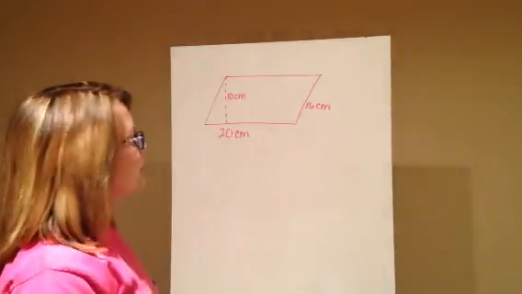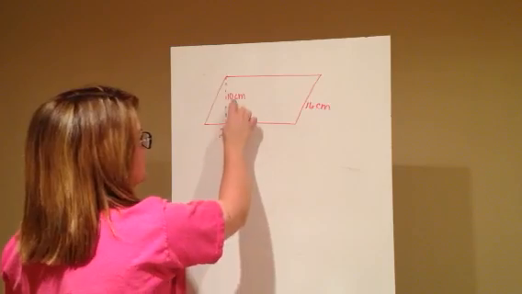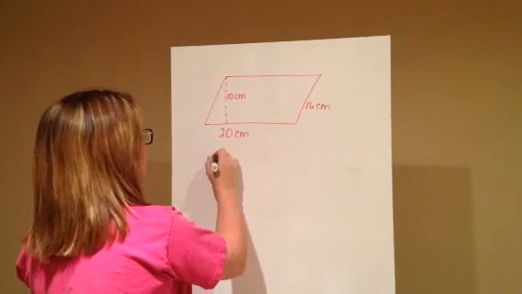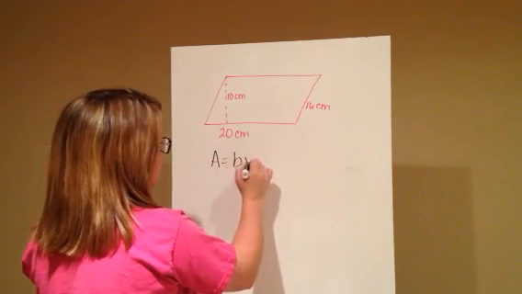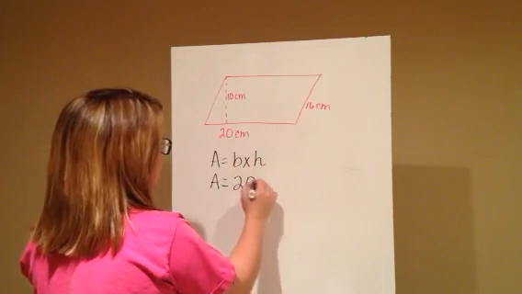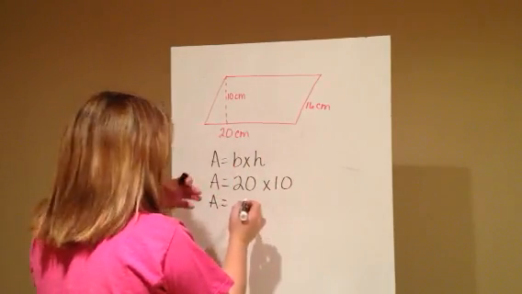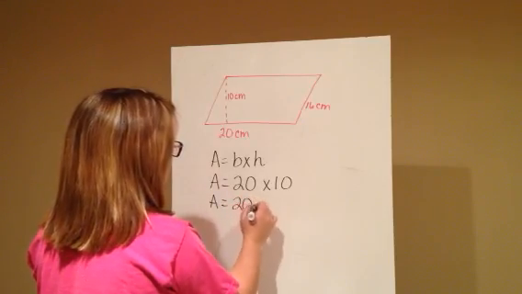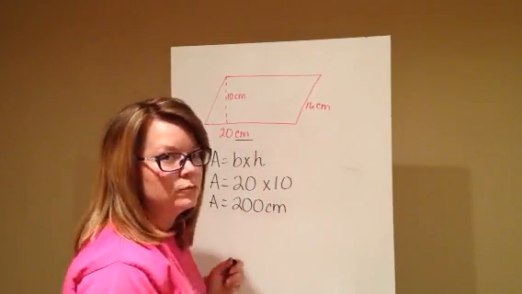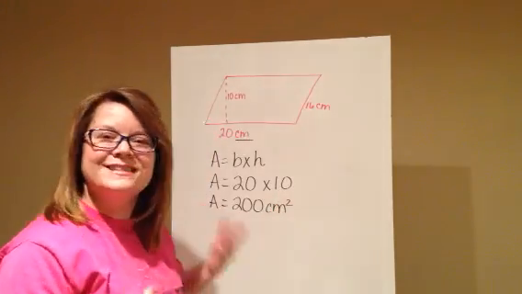Okay, so here's an example. Parallelogram. I'm going to make this my base because I already have this dotted line which marks my height. So we're going to use that formula, area equals base times height. And so I would have 20 times 10, and that's going to give me 200 centimeters. You better be thinking squared. Squared, okay? See how simple that is?